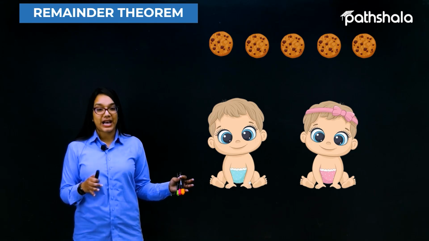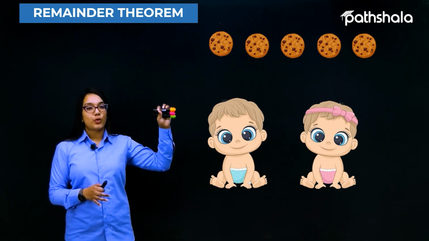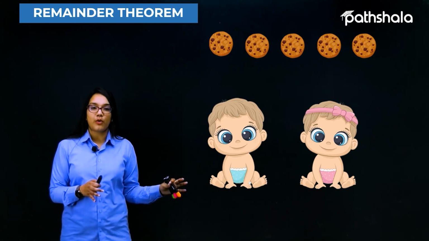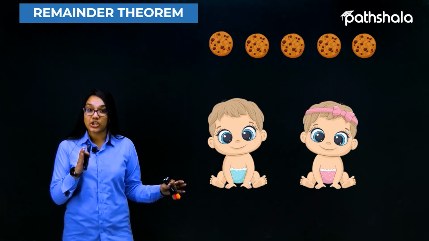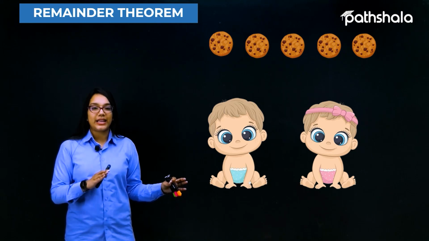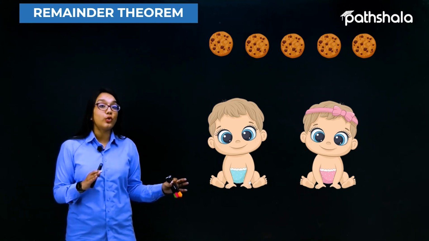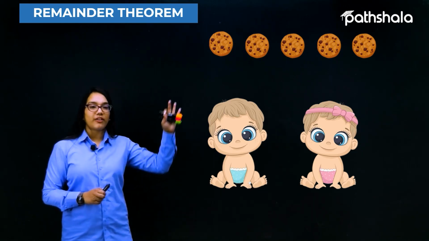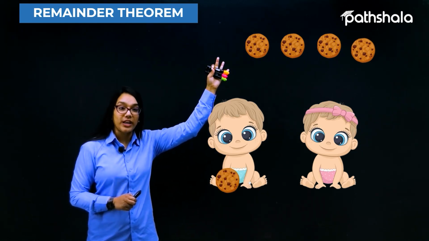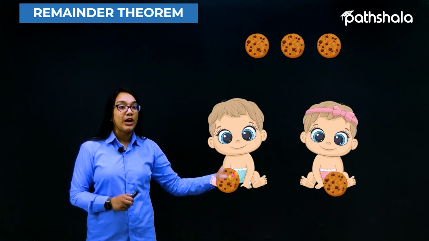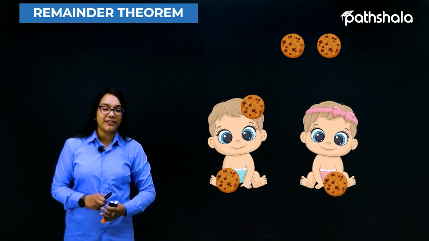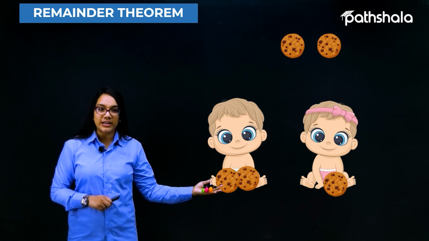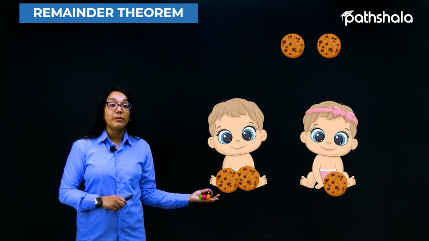So it means that we have to divide 5 cookies among 2 babies in such a way that both get an equal amount of cookies, with a condition that a cookie cannot be broken. You have to give whole cookies to both babies. So let us suppose I'm starting with the very first cookie and I'm giving this cookie to the first baby, the blue baby, and then to the pink baby. Again, I'm giving the second cookie to the blue baby. Further, I'm giving the next cookie to the pink baby.